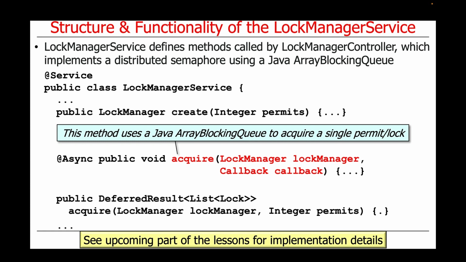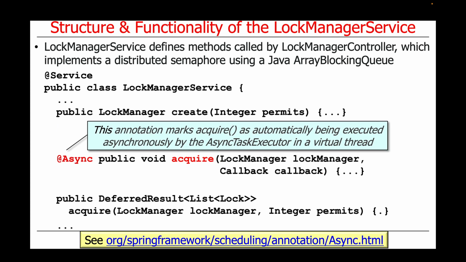There's actually a couple of acquire methods, but the first method is going to use the Java ArrayBlockingQueue that we just talked about in order to acquire a single permit or a single lock. And we'll take a look at the implementation details in the next part of the lesson. Notice that we use the @Async annotation, and this marks this method as automatically being executed asynchronously by the AsyncTaskExecutor that we've auto-wired earlier, and it will run in a virtual thread, as we talked about earlier. And we'll look at this when we look at the implementation later as well. So this is a feature that's part of Spring.